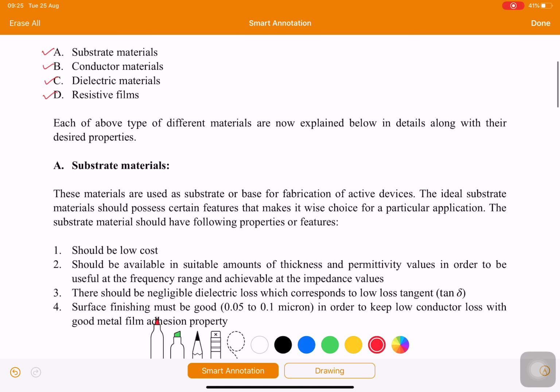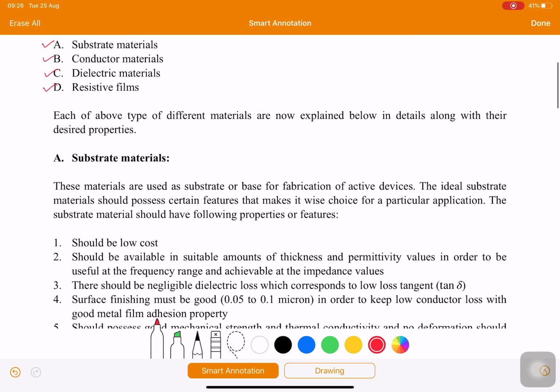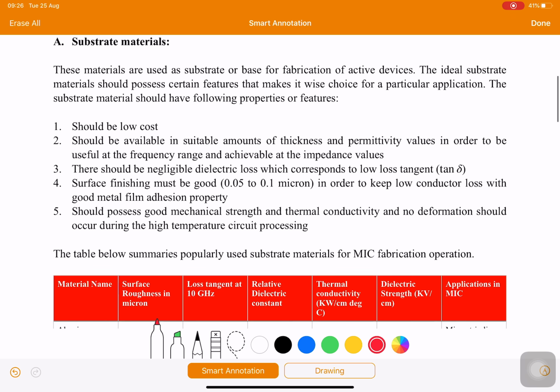Remember that there are a variety of different materials available: substrate materials, conductor material, dielectric material and resistive material. But we cannot make use of all these materials for the fabrication of microwave integrated circuits, because these materials need to fulfill certain properties so that they can be incorporated in the construction of microwave integrated circuits. So let us start with the substrate material.